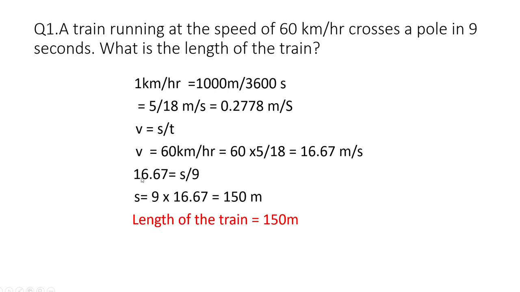And 16.67 is equal to S by 9. S is the distance, and 9 is the time, 9 seconds. So we'll get S is equal to 150 meter. So length of the train is equal to 150 meter.